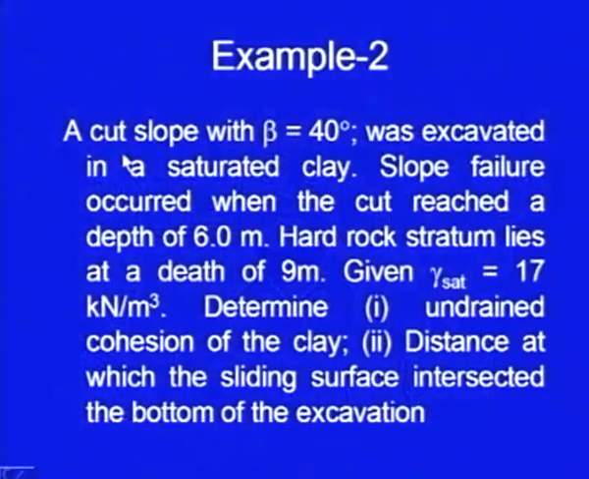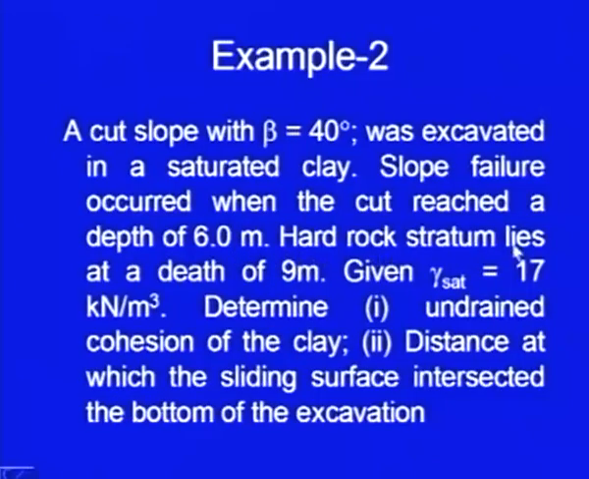Let us have another example. This is a cut slope. Now, the angle is small, beta is 40 degree only. This was excavated in a saturated clay. Slope failure occurred when the cut reached a depth of 6 meter. Now, it is given that when a depth of 6 meter was reached, the failure took place, meaning the limiting condition was reached.